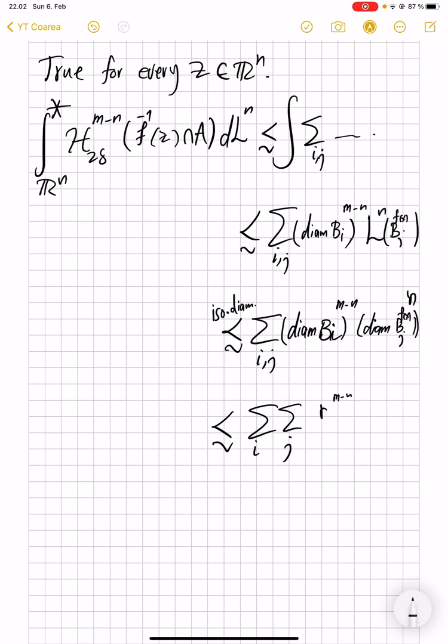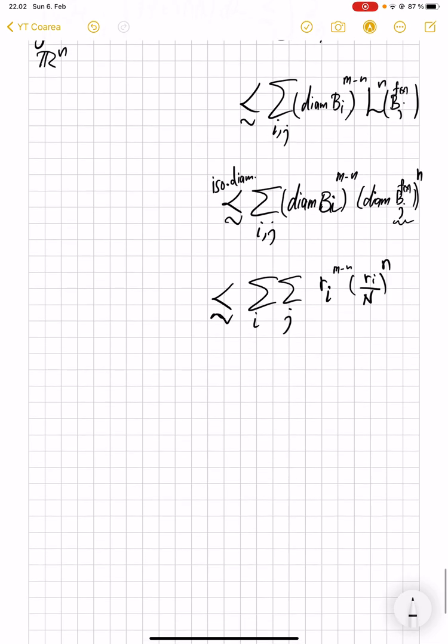So this is the radius, but this wiggly thing contains every constant, the 2 to the power m minus n and whatnot. So this is it: the diameter of f of x bj's are comparable to the radius divided by n, and then to the power n. Now you see that these quantities are independent of j.